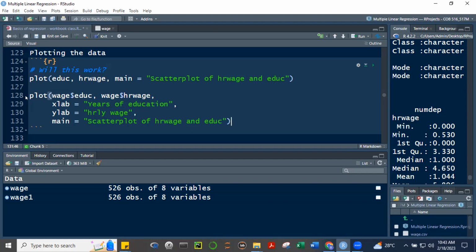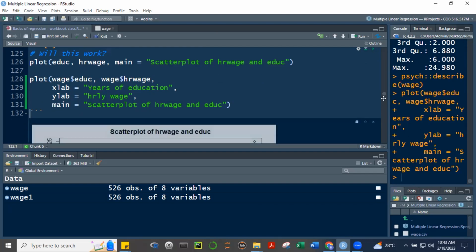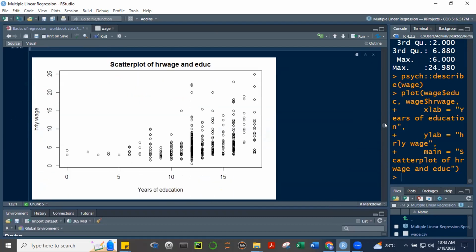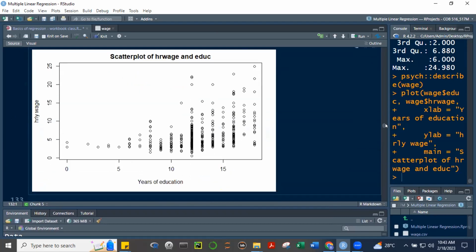So let me go anywhere here to this part of the code. You don't have to highlight everything, anywhere in that line. Kunyari, punta ako dito. And then control enter. So, magpa-plot yan. Ito yung plot natin. Okay? So you can see here, andito yung hourly wage, yung pangalan ng Y label natin, Y-axis, ito yung X-axis natin. Tapos ito yung scatter plot, yung main title. Scatter plot of hourly wage and education.